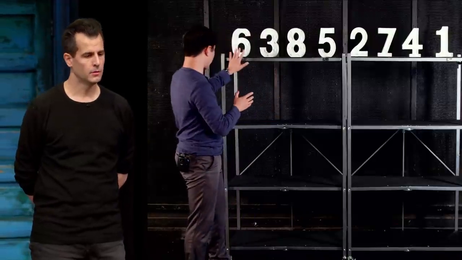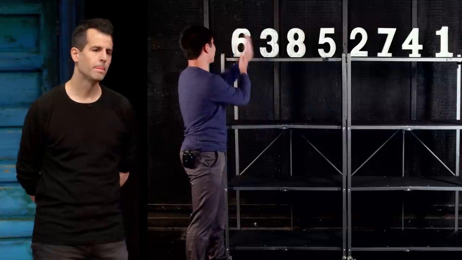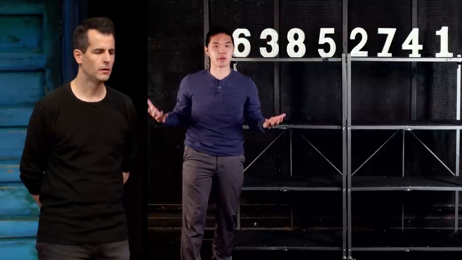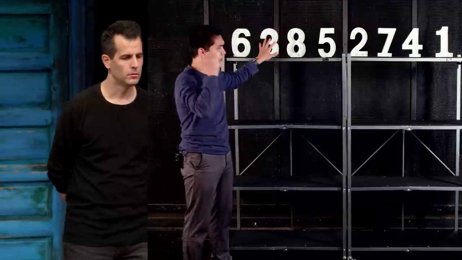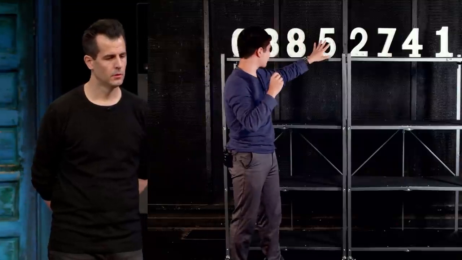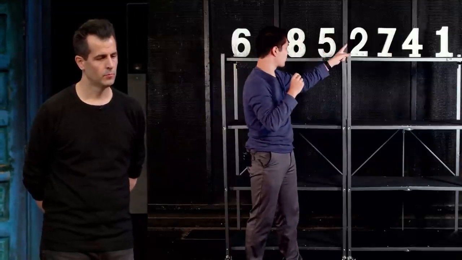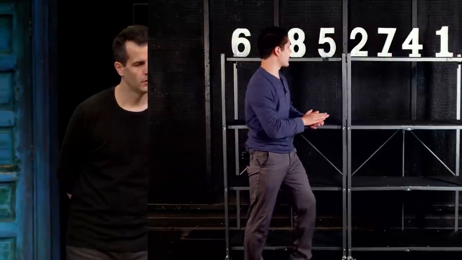So I might start with the 6 and say, OK, this right now is the smallest number I've looked at so far. But then I look at the next number, and it's a 3, and that's smaller than the 6. So now the 3 is the smallest number I found so far. So I'll remember that and keep looking. The 8 is bigger than the 3, so I don't need to worry about that. The 5 is bigger than the 3. The 2 is smaller than the 3. So that now is the smallest number I found so far. But I'm not done yet, so I'll keep looking.